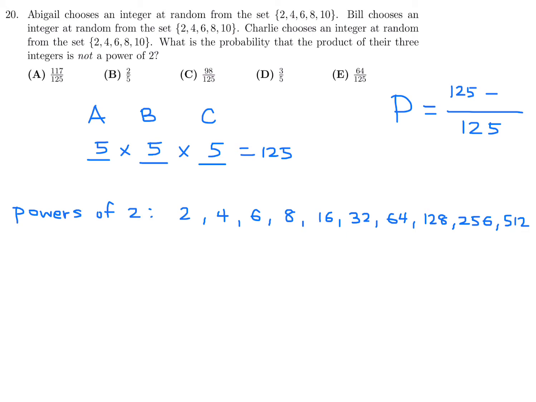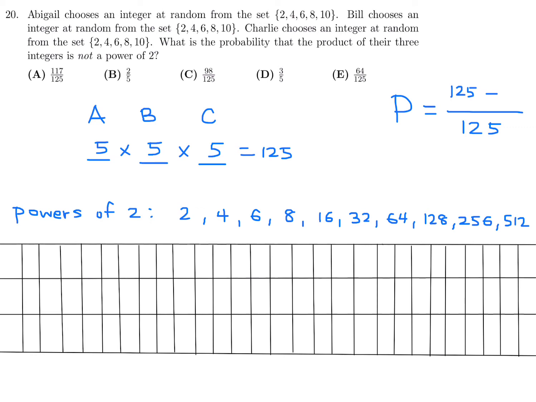Okay, no problem. So let's make a little table here. A, B, C for Abigail, Bill, and Charlie. Let's talk about this one at a time with regard to powers of 2. The first one, 2. Is there any way to get a product of 2? That's impossible, because the smallest product you could ever get is 2, 2, and 2, which is 8. So 2 is not going to happen. Same reason 4 is not going to happen. And the only one that could happen in terms of the very first one is 8.